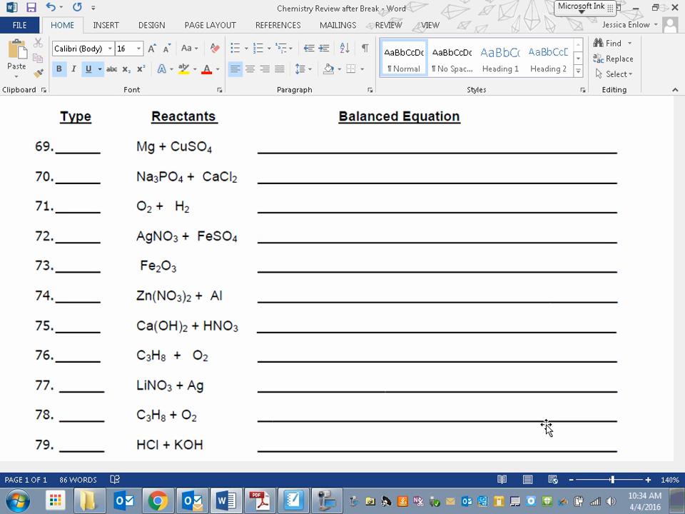Avery, what kind of reaction is number 70? Right, it's a double displacement or double replacement, however you want to say it. So we'll use the solubility rules there. Trinity, what kind of reaction is the next one?